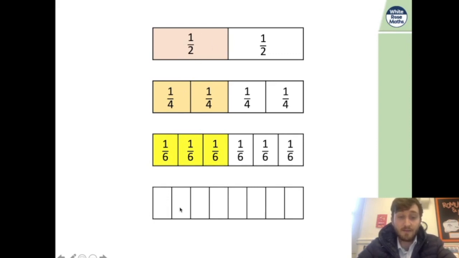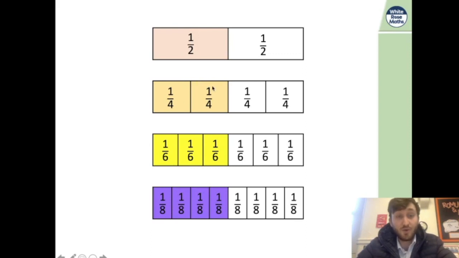And now this one, I split this up into eighths. And again, I'm going to shade in a half. This is what we were doing last lesson. And now I know that 4/8 are equivalent to 3/6, which are equivalent to 2/4, which are equivalent to 1/2. Nice and easy.